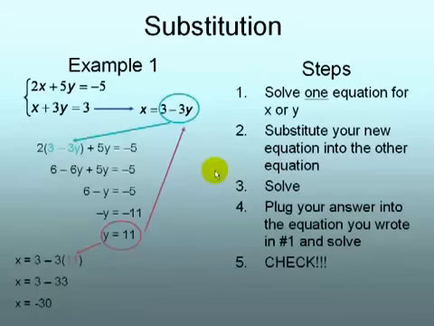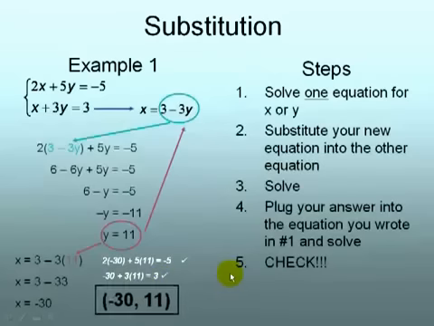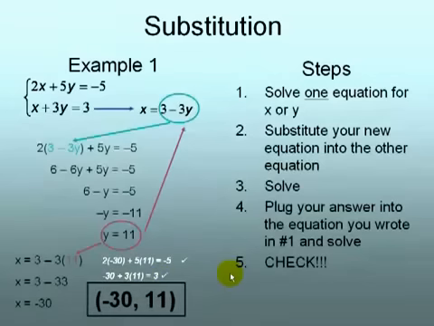Again, you always want to check your answers. It's very easy to make a mistake in sign somewhere, so you want to check your answers. So all you do is you plug the x and the y back into your equation and make sure it works. So 2 times negative 30 is negative 60, plus 5 times 11, which is 55. Negative 60 plus 55 is negative 5, which works in this problem. Second equation, negative 30 plus 3 times 11, so negative 30 plus 33 is 3, which is what I'm supposed to get. Both answers check out, so my solution is negative 30, 11.